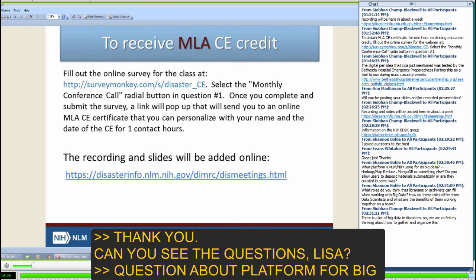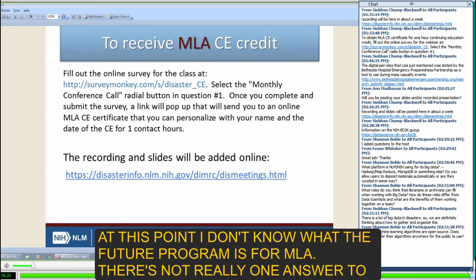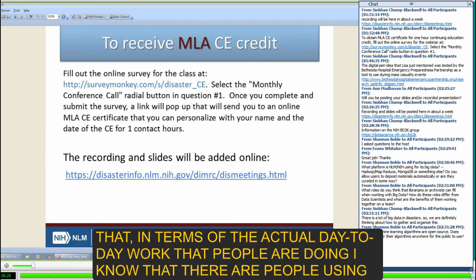There's some more questions. Can you see the questions, Lisa? Yes. Okay. So a question about the platform for big data: Hadoop, MapReduce, MongoDB, or something else. Do you allow users to deposit materials automatically, or are they curated in some way? So at this point, and I don't know what the future plans are for NLM, there's not really a central repository for NIH data. So there's not really one answer to that.